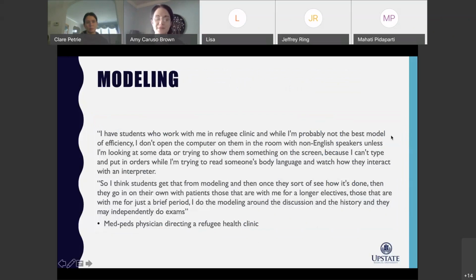And while I'm probably not the best model of efficiency, I don't open the computer in the room with non-English speakers unless I'm looking at some data or trying to show them something on the screen, because they can't type and put in orders while I'm trying to read someone's body language and watch how they interact with an interpreter. So I think students get that from modeling. And then once they sort of see how it's done, then they go in with their own patients. That, for her, those are the students who return for longer electives, while those for just a brief period just see the modeling, but don't necessarily get to demonstrate their skills.